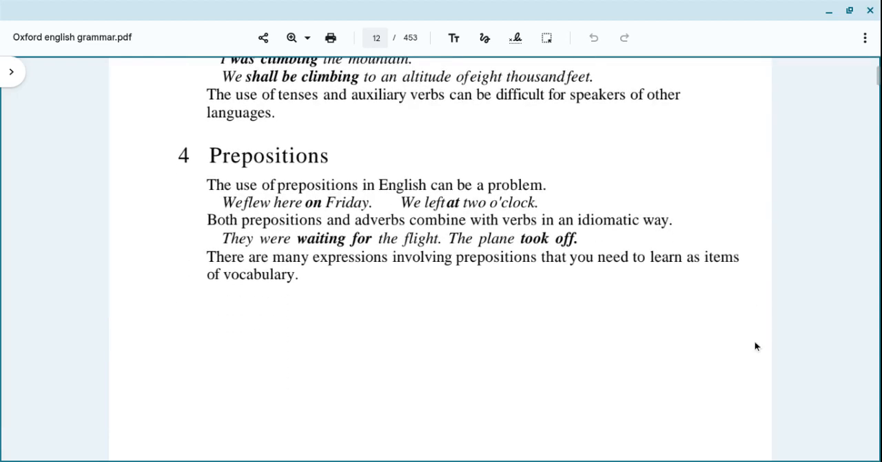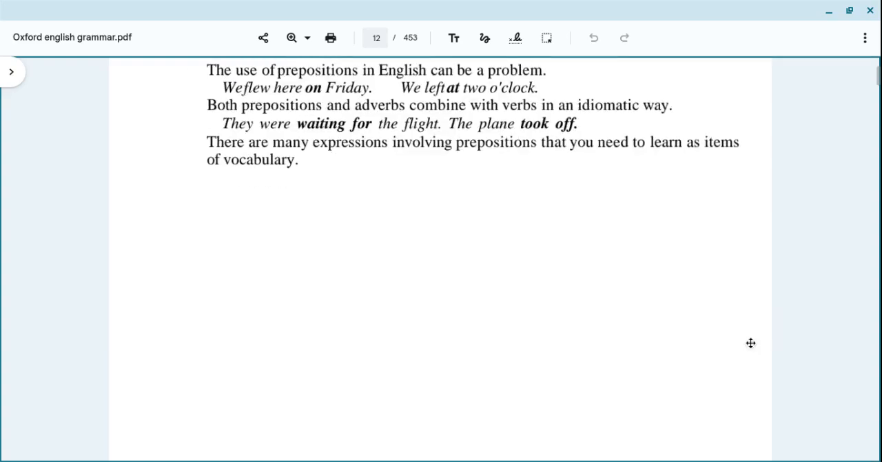Prepositions. The use of prepositions in English can be a problem. We flew here on Friday. We left at 2 o'clock. Both prepositions and adverbs combine with verbs in an idiomatic way. They were waiting for the flight. The plane took off. There are many expressions involving prepositions that you need to learn as items of vocabulary.